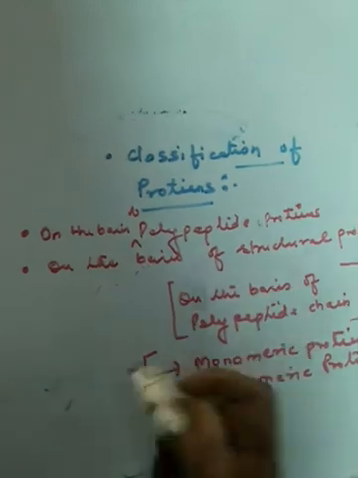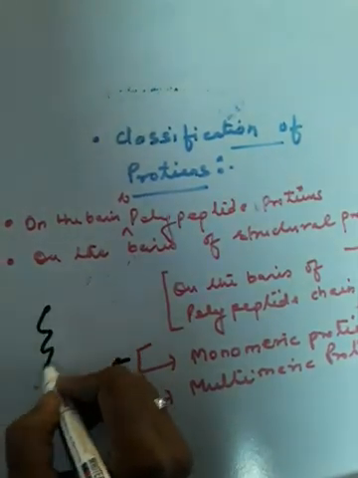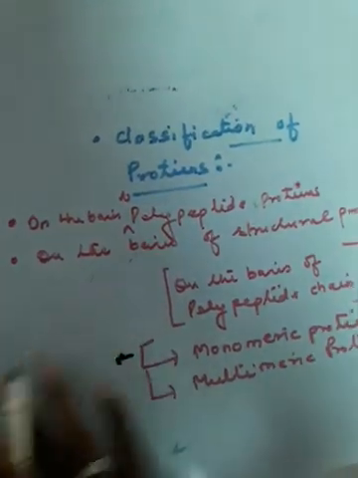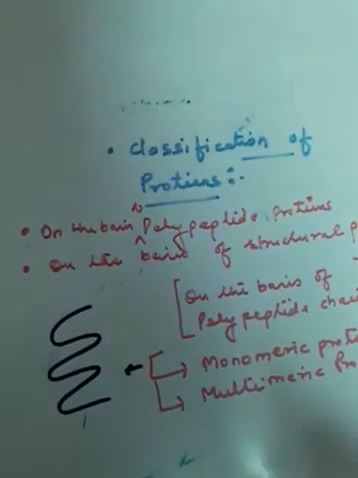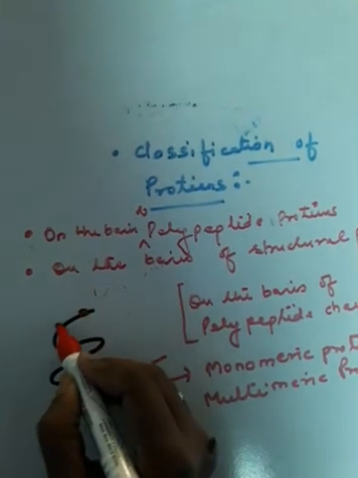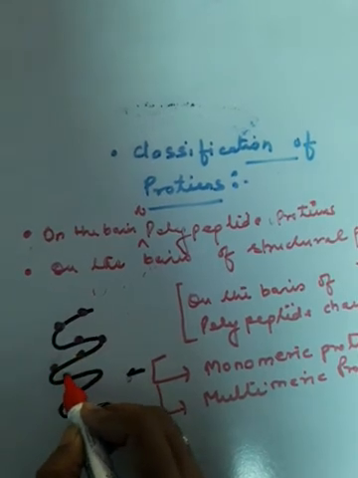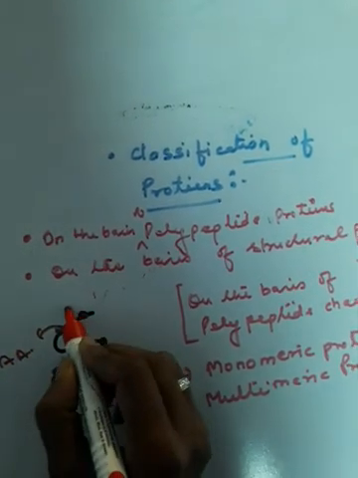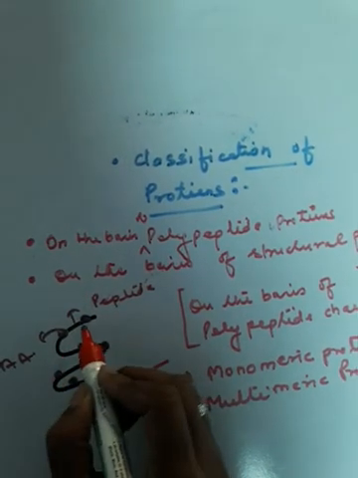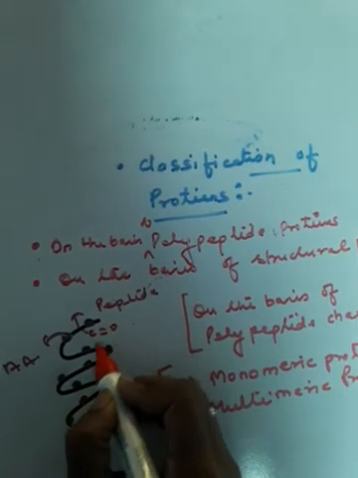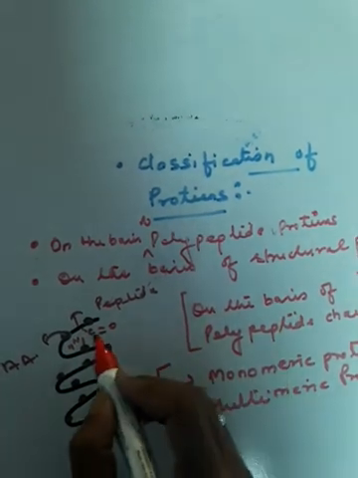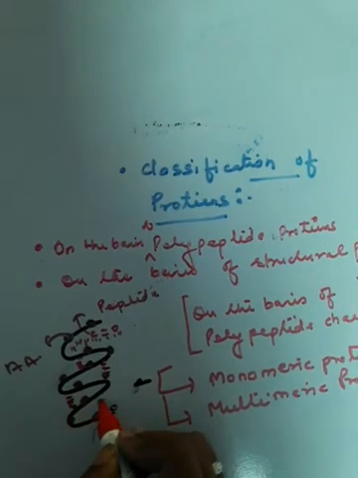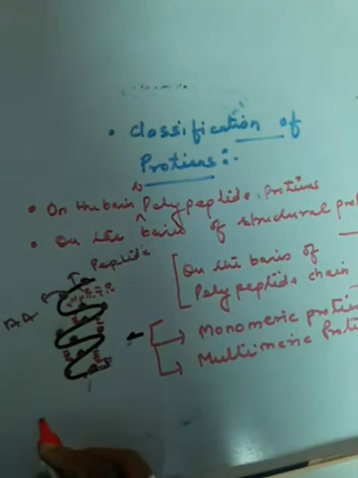Suppose this is a monomeric protein, in which one type of peptide bond is present. This is the amino acid, this is the peptide bond. Suppose that here CO is present and here NH is present, because in a peptide, CONH is found. So the interaction will be hydrogen bonding like this, and this type of interaction will be present. So it is a monomeric protein. The best example is lysozyme.